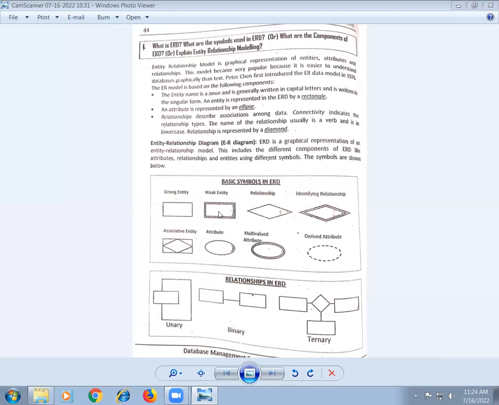Except student number, the student name, marks, mobile numbers or anything else all come under weak entity. Next one, relationship. A relationship is represented in the diagram by a diamond symbol. A relationship is always used for connecting multiple tables.